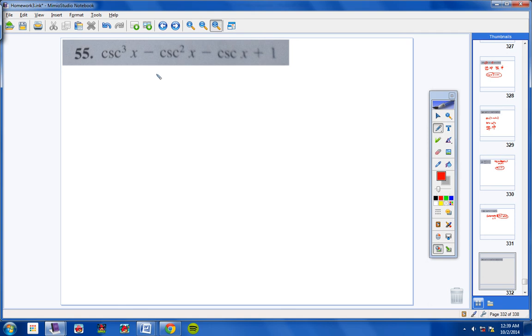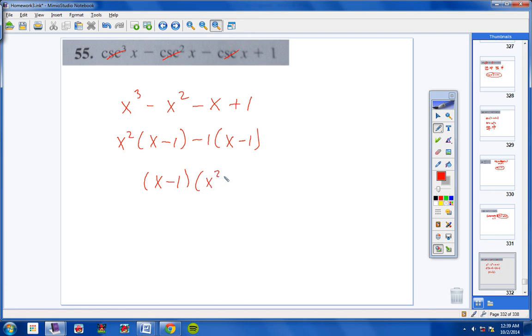Okay, well, here's my suggestion to you. They say to factor and simplify. I'm going to get rid of the cosecants, and I'm going to put x cubed minus x squared minus x plus 1. Now, we've learned how to factor a 4-term expression. Pull out what's common in the first two and pull out what's common in the last two. So, I'm going to pull an x squared out of the first two, x minus 1. I'm going to pull a negative 1 out of this group. That leaves me with an x minus 1. And now write your matching parentheses once, okay? And then you're left over with x squared minus 1.